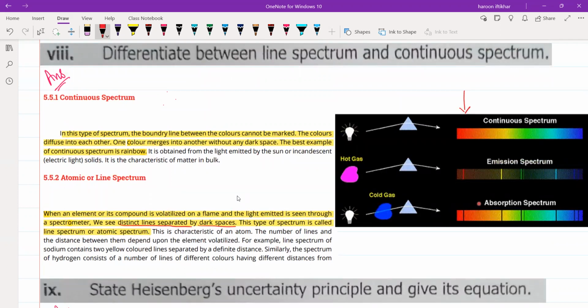So one more thing, in continuous spectrum, it is actually the property of matter in bulk, while in line spectrum, it is not the property in bulk, but rather it is actually the property of individual atom.